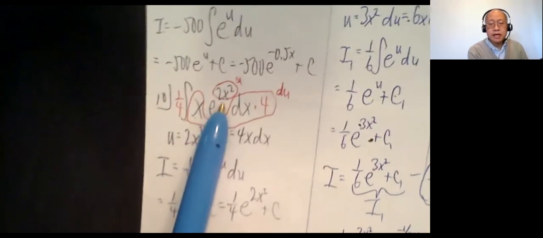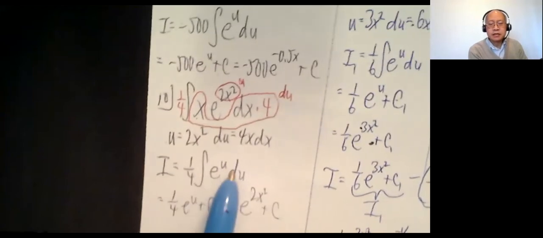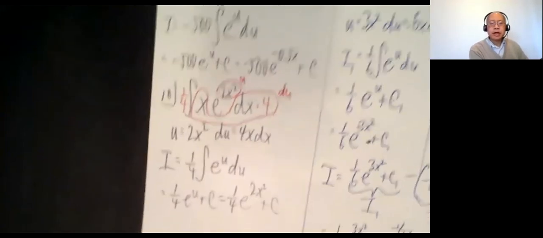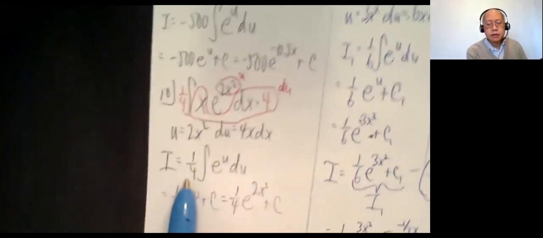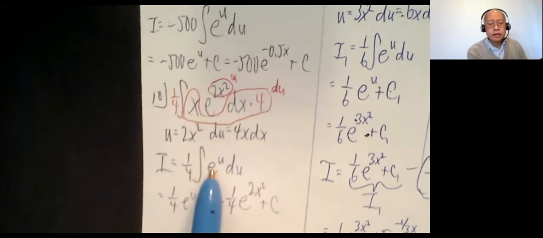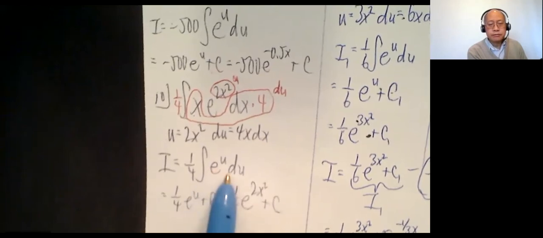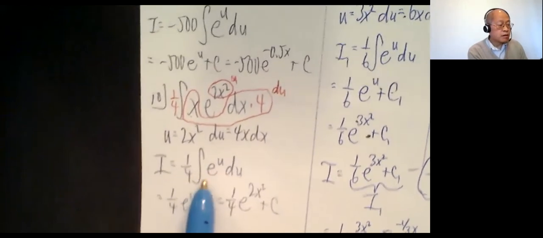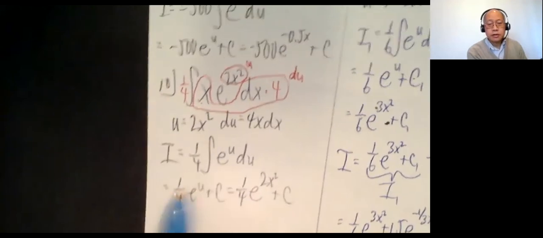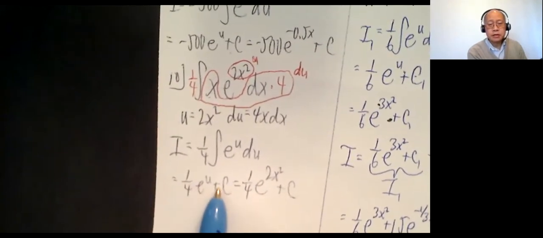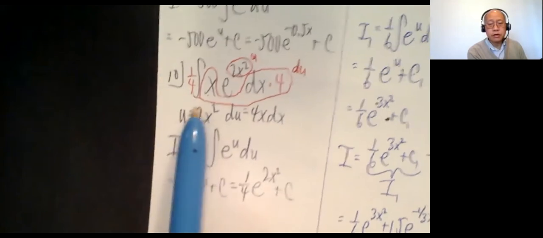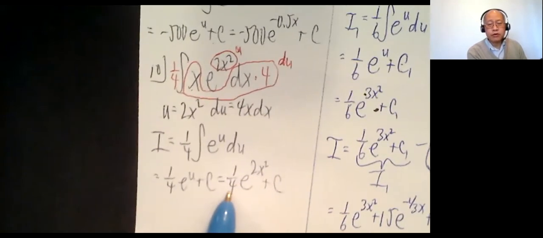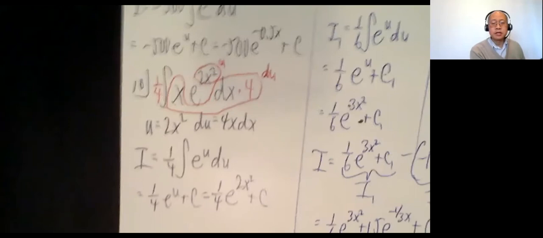Okay, so the next step, e to the 2x squared, substitute e to the u. 4x dx is du. But I have a 1/4 outside. So I'm integrating 1/4 e to the u du. Okay, and of course the integral of e to the u is itself, 1/4 e to the u plus c. Change u back to what it was. It was 2x squared. Final answer, 1/4 e to the 2x squared plus c.